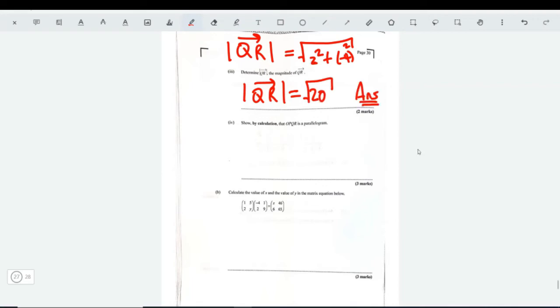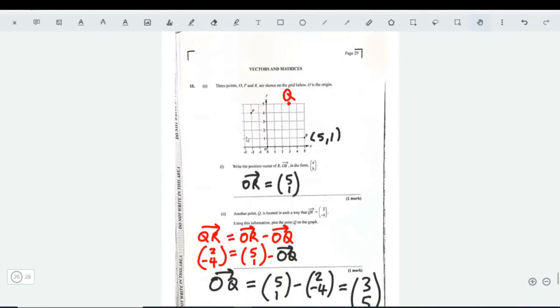All right. Now it says, show by calculation that OPQR is a parallelogram. So let me just draw it to see if it connects up to be a parallelogram. O to P, P to Q, Q to R, O to R. Now, guys, in order to show that it is a parallelogram, what we know about a parallelogram is that a parallelogram has 2 pairs of parallel sides.